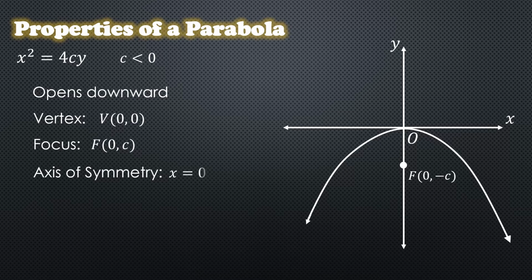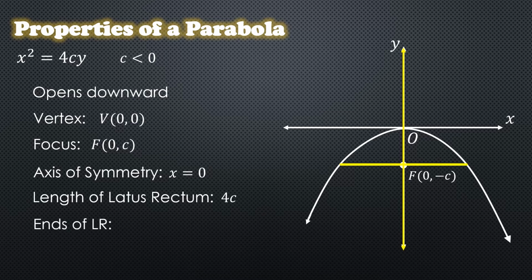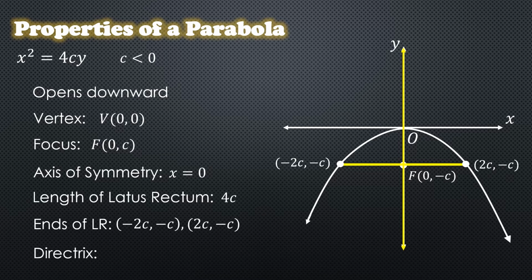The axis of symmetry is still the line x is equal to 0. The length of the latus rectum is the same, that is 4c. However, the ends of the latus rectum this time will be (-2c, -c) and (2c, -c). The directrix now is the line y is equal to c.